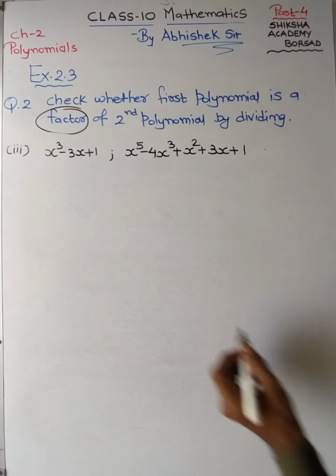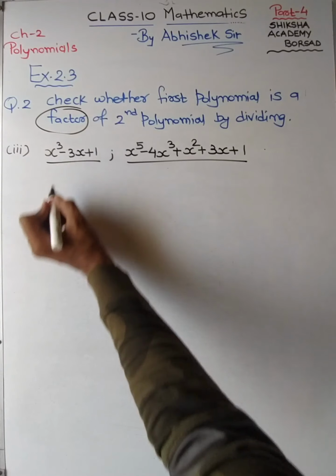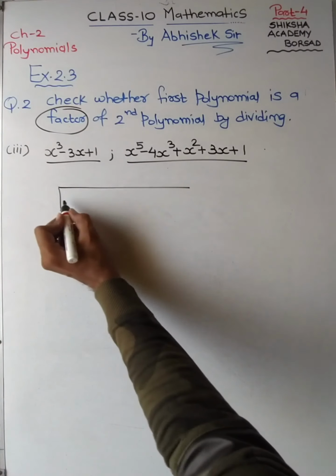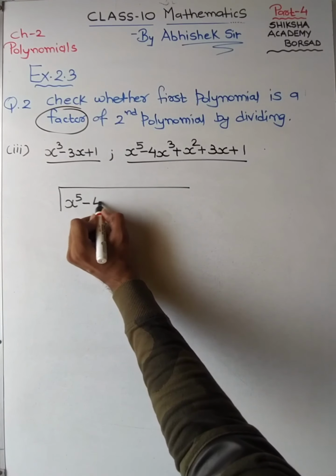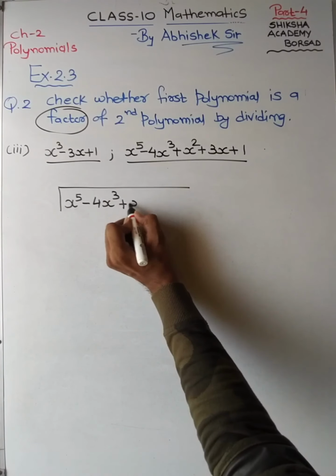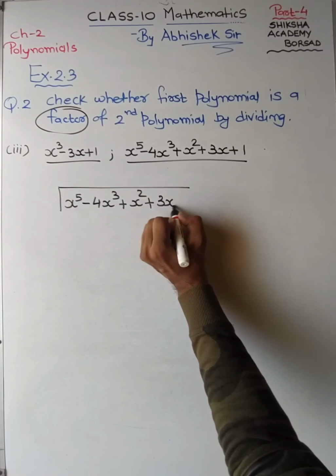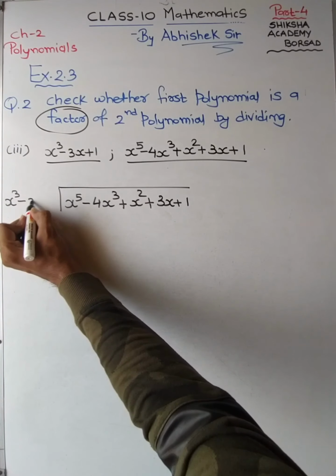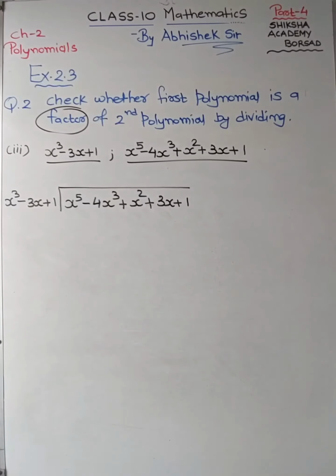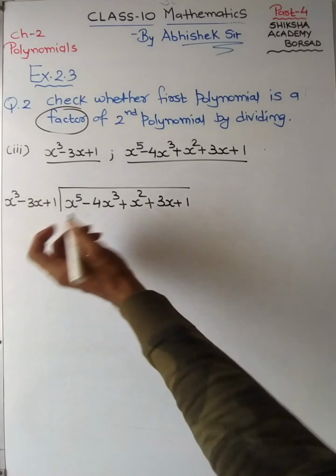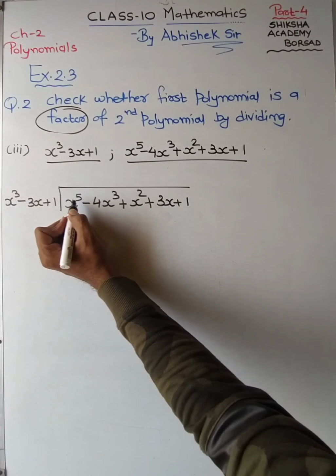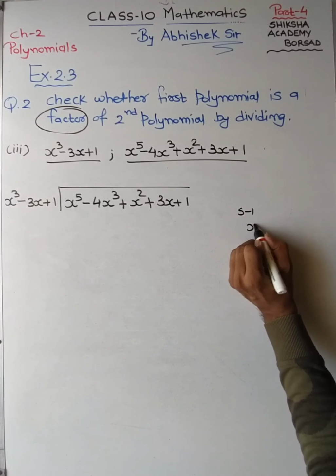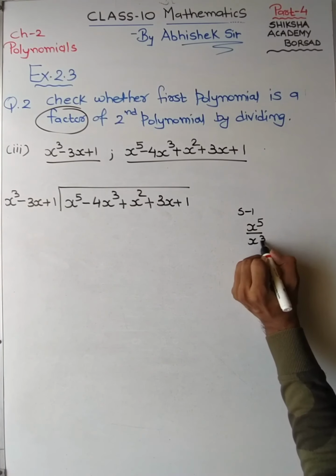The third question is to divide this polynomial with this polynomial. So let us write x raised to 5 minus 4x cube plus x square plus 3x plus 1. We have to divide it by x cube minus 3x plus 1. Okay, many terms are missing. Let us try to solve it directly by simple process. So step 1, x raised to 5 upon x raised to 3.